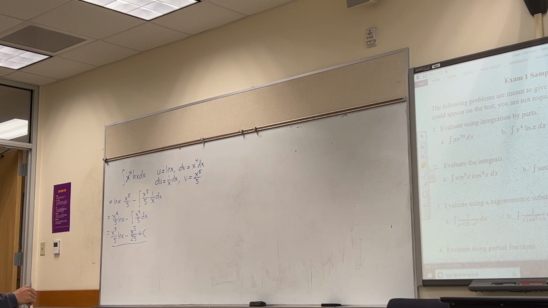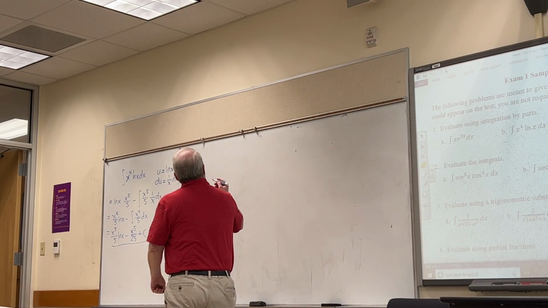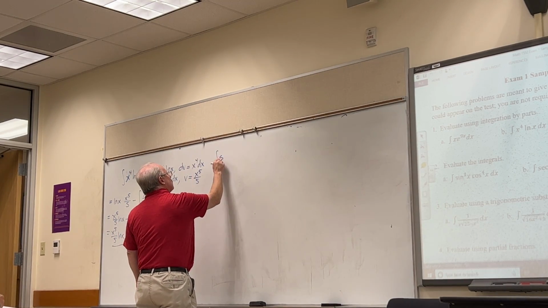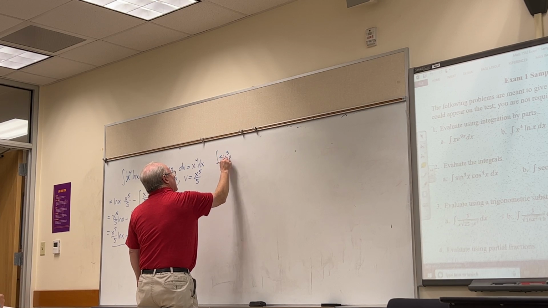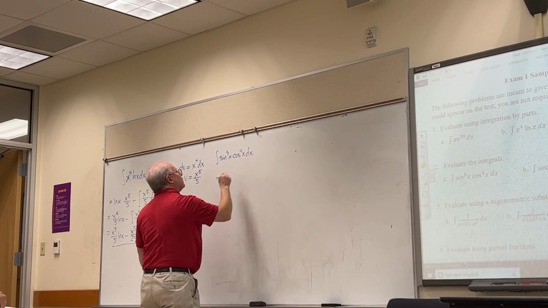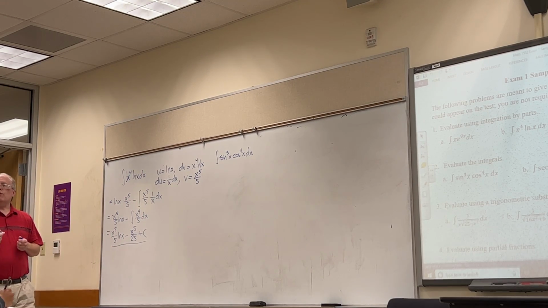Can we do 2a? Yeah, so in number 2, you've got integrals involving trigonometric functions. So for 2a, we have the integral of sine cubed of x times cosine to the 4th of x. All right. So how do we start with this one?